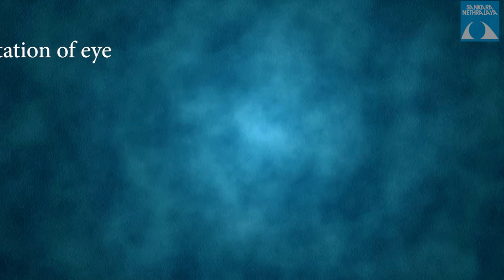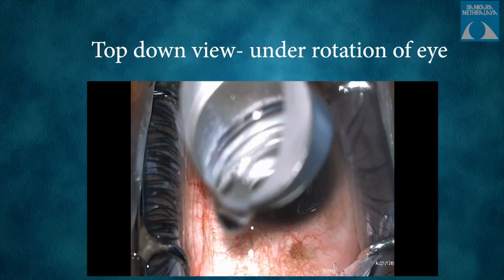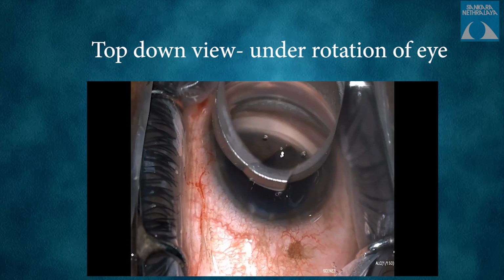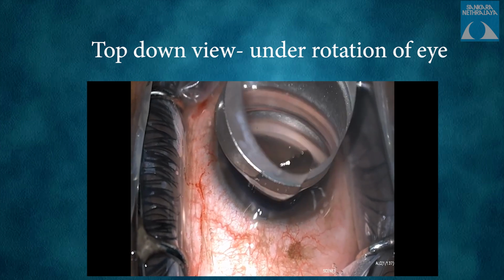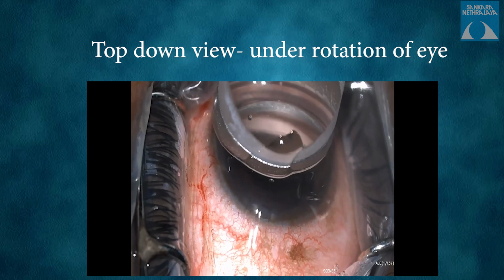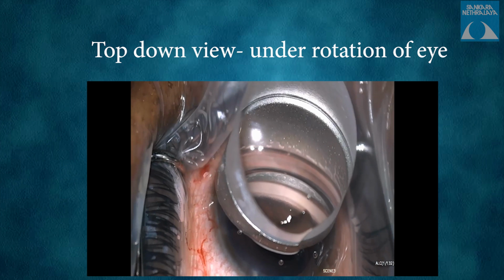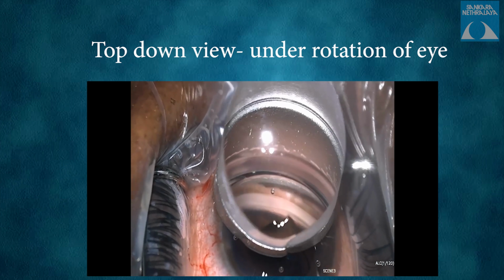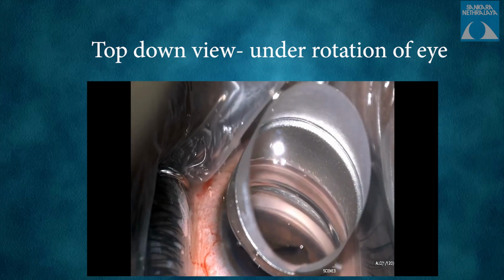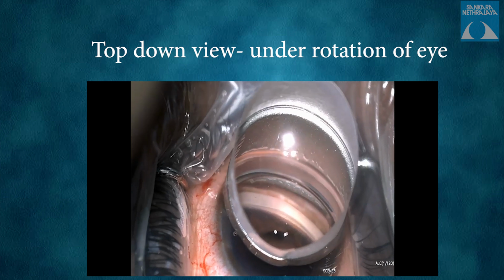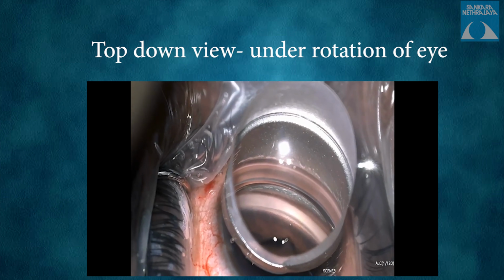To get a good focus on the angle structure, the iris plane should be coaxial to the microscope. Hence, the rotation of the microscope and the patient's head or eye in the opposite direction is needed. As we can see here in this video, directly placing the lens on the cornea without rotation of the eye gives you no view of the angle.